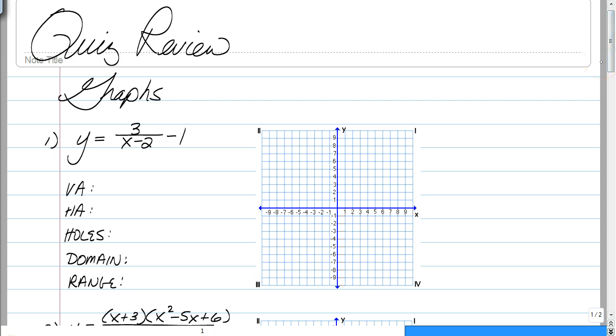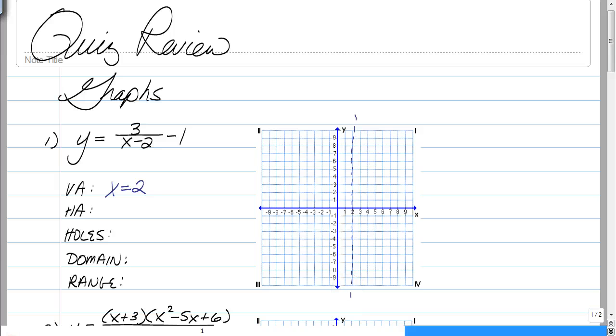So the first thing you have to do is look at which form this is in, and this is the form that's got the number off to the right. So that's going to tell you, again, that your vertical asymptote is x equals 2, because your vertical asymptote is always what makes the denominator 0. So we've got x equals 2, we've got our vertical line, we might as well graph it right now so we don't forget later.